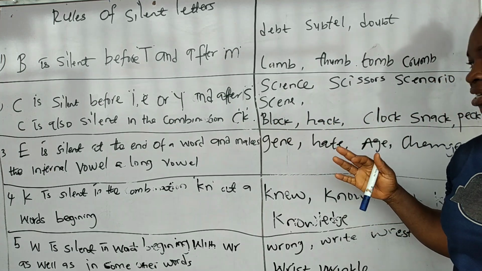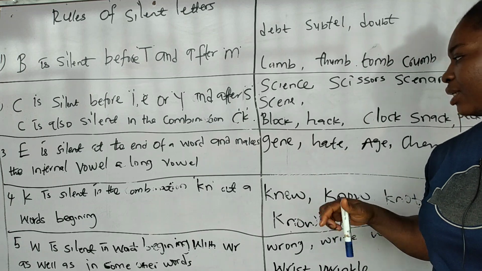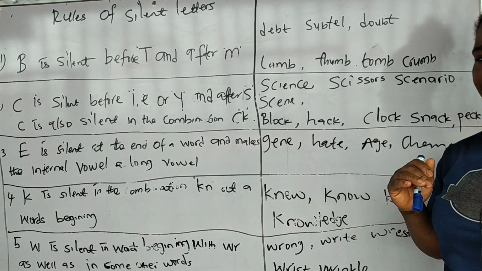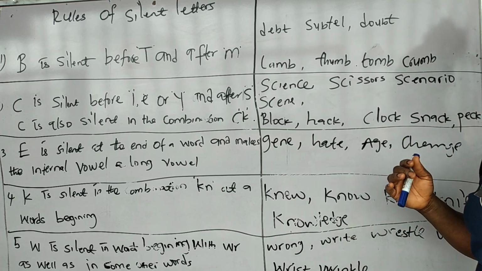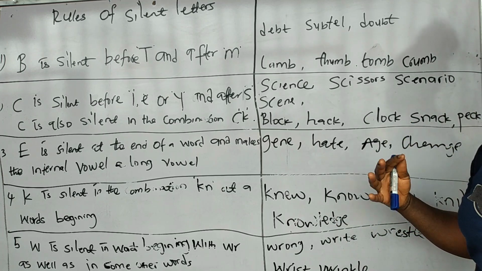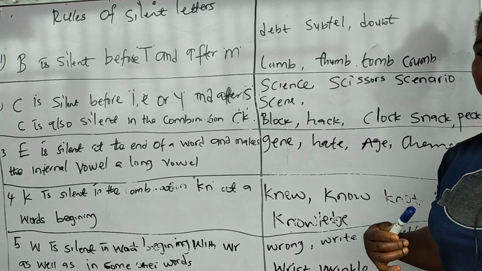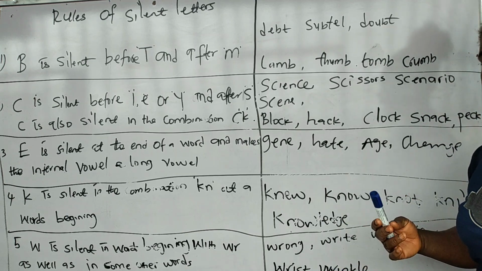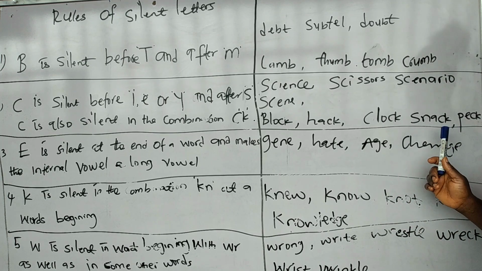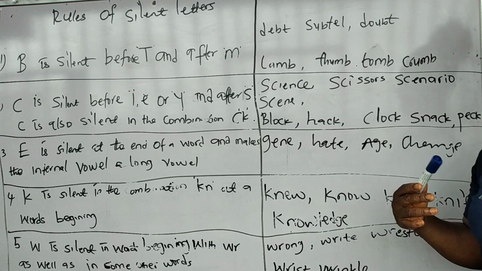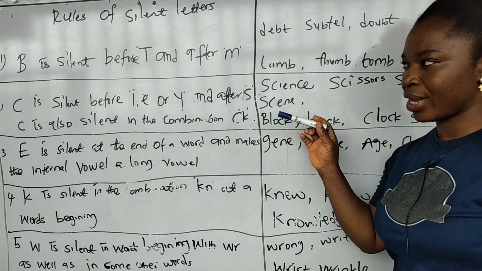This is actually pronounced as block and not with the C sounded. This is pronounced as hack, clock, and snack, each without a separate C sound. As well as peck, pronounced peck and not with the C sounded. So that is what the rule number 2 we have today says.